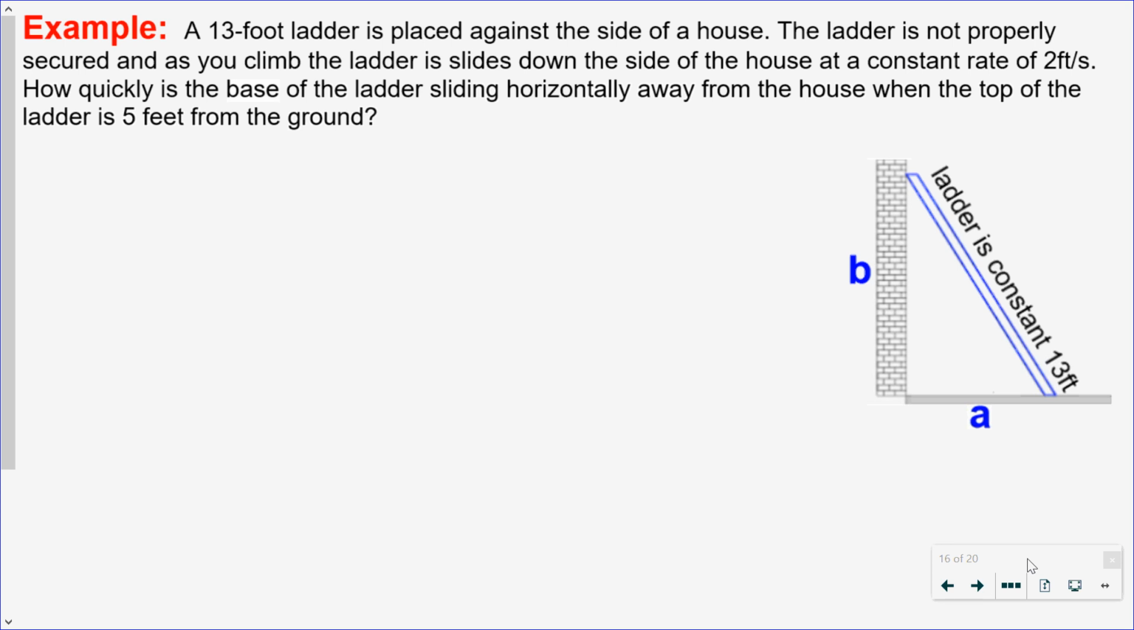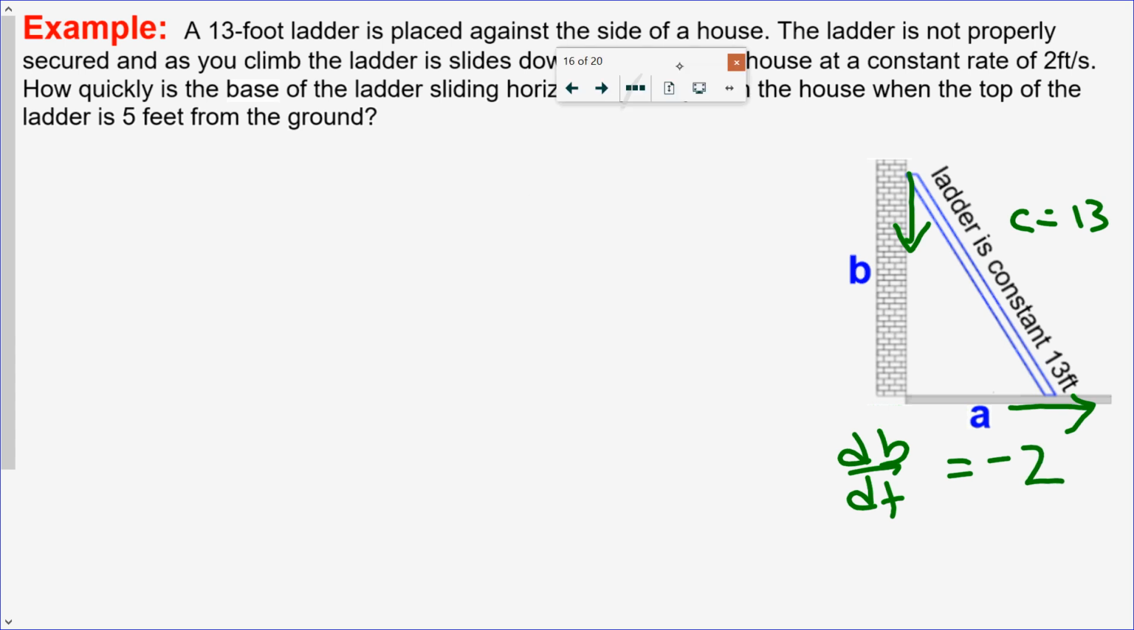Okay, so let's look at this. We have a constant ladder here, and we know that we are sliding down the wall. So this ladder is going down, and as it goes down, the base is going out. So the way that I've labeled my triangle, I just did like with Pythagorean relationship, a, b, and of course the ladder would be c, equaling 13. So the way that I've drawn this here, the rate of change, db/dt, it's sliding down, so that's negative, at 2 feet per second.